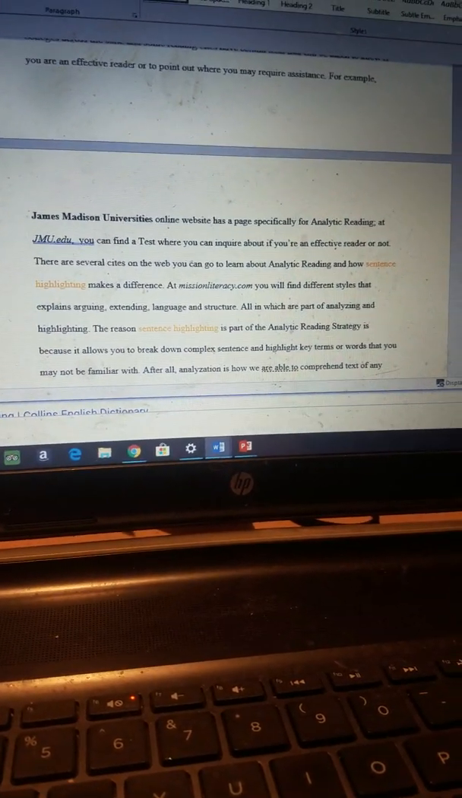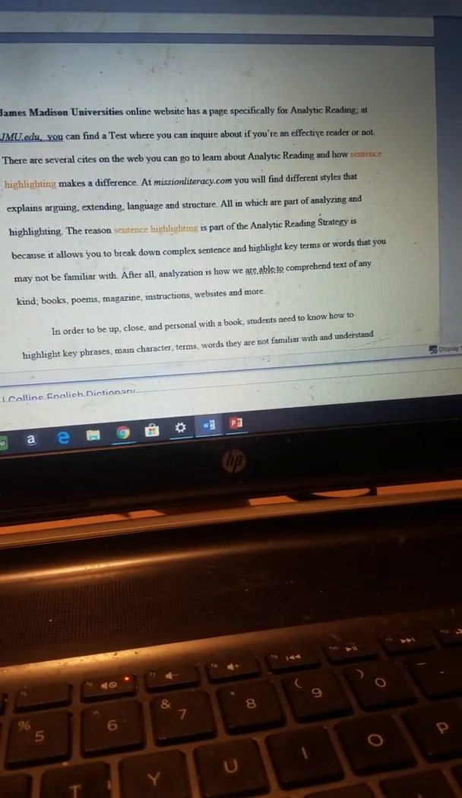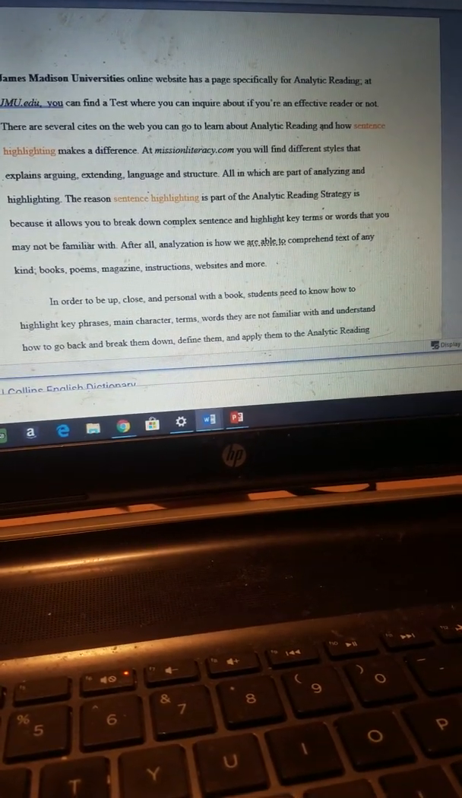For example, James Madison University's online website has a page specifically for analytic reading at jmu.edu, where you can find a test where you can inquire about if you're an effective reader or not. There are several sites on the web that you can go to learn about analytic reading and how sentence highlighting makes a difference. At missionliteracy.com, you will find different styles that explain arguing, extending, language, and structure, all of which are part of analyzing and highlighting.